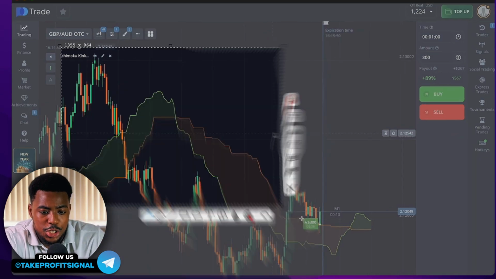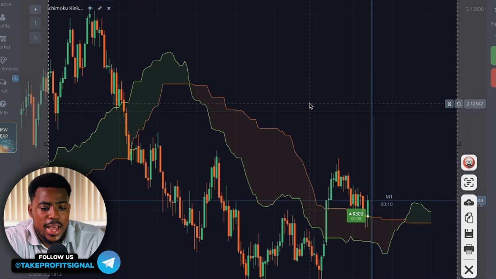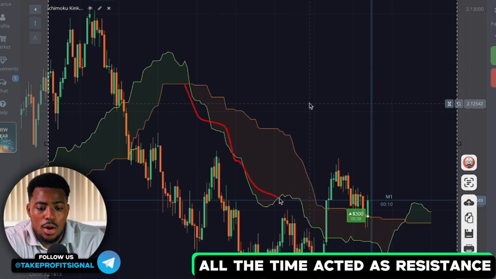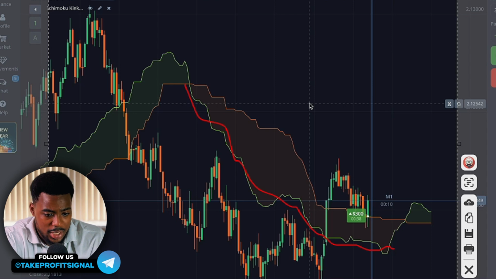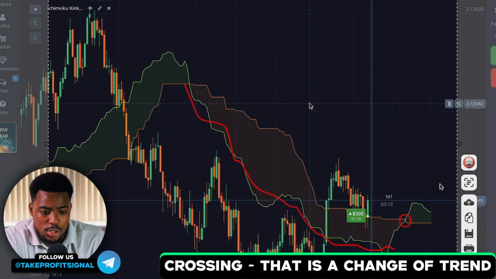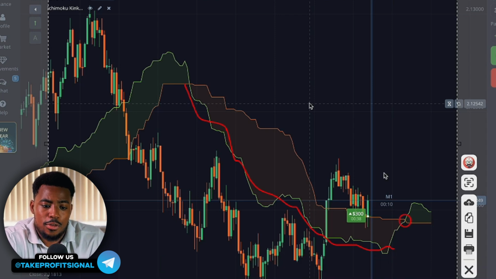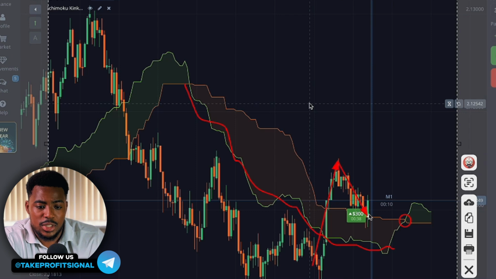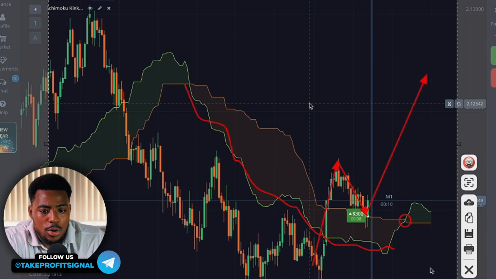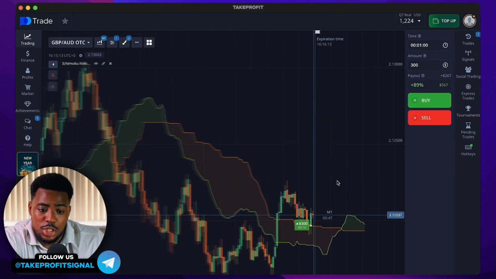What do we see here? First of all, this area has been a resistance for us all the time. Now, as we can see, we are crossing it, so the trend changes. And first of all, the trend change is due to the fact that we have broken through this Ichimoku area, and now we have returned to it for retesting. Accordingly, it is a classic situation, a breakdown retest and a continuation of the trend.